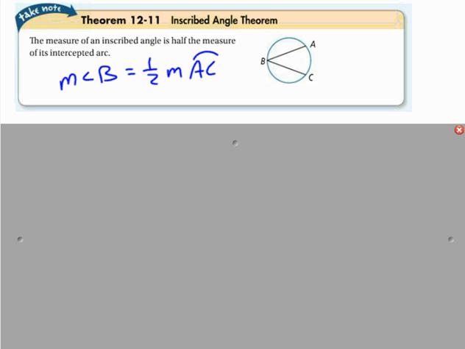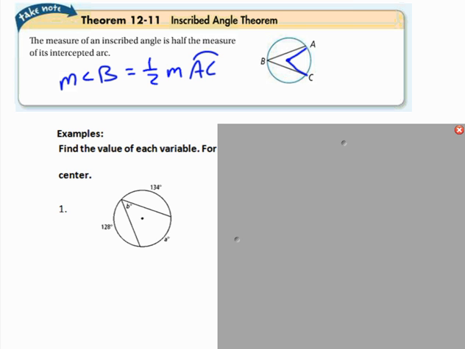Now remember, arc AC is the same measure as a central angle, from there to there. So whatever the central angle is, the inscribed angle, which is actually this angle, is going to be half of that. That's what it would be, half of whatever the measure there is.